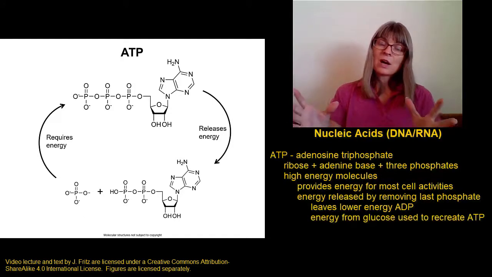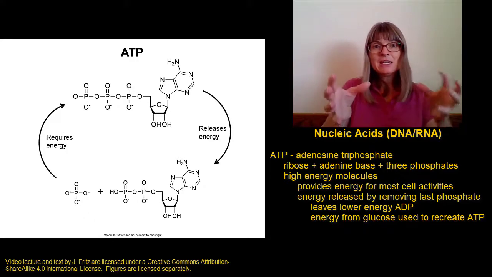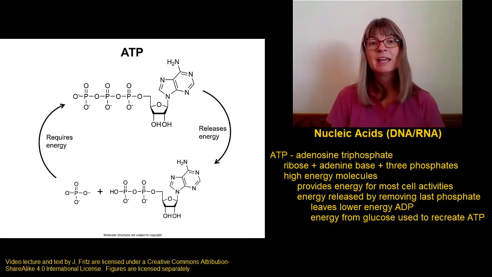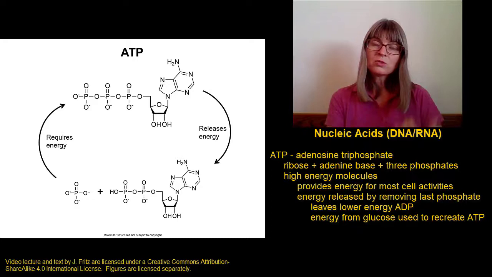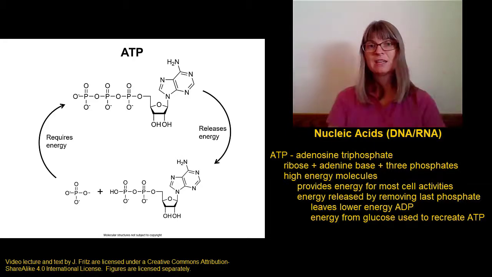In order to recreate ATP when we need it, we have to take that ADP and hook that last phosphate back on to make ATP. And that's what we use the energy in glucose for. Most of the glucose that you take in is broken down, and the energy is used to make ATP, to join phosphate to ADP, so we get ATP, which again is the energy molecule that our cells use to do almost everything.